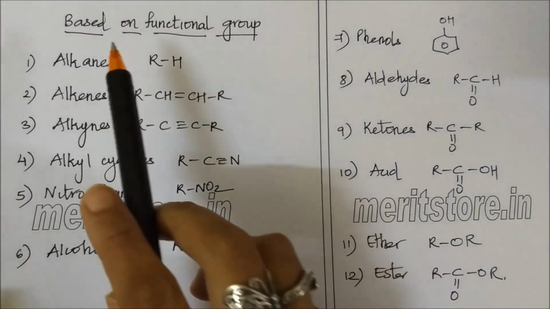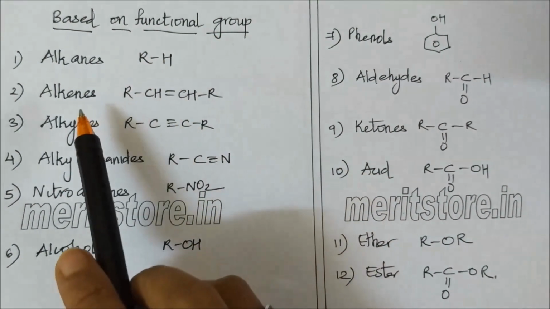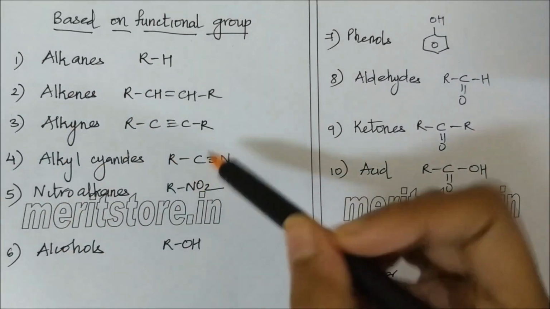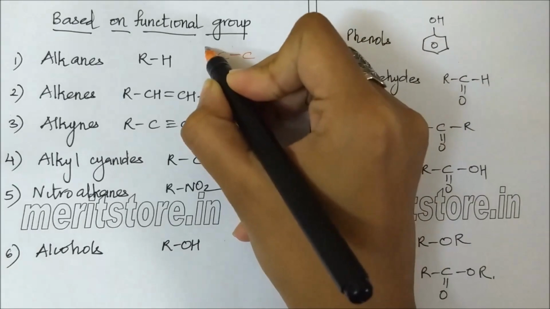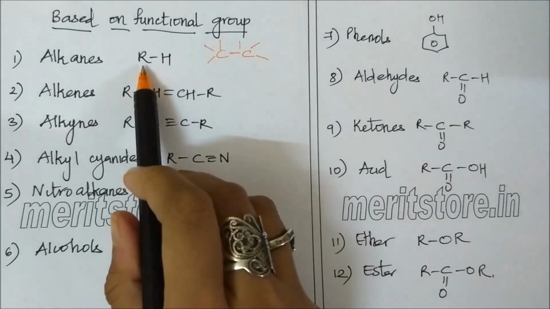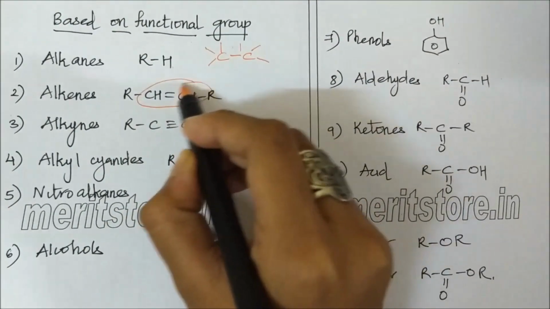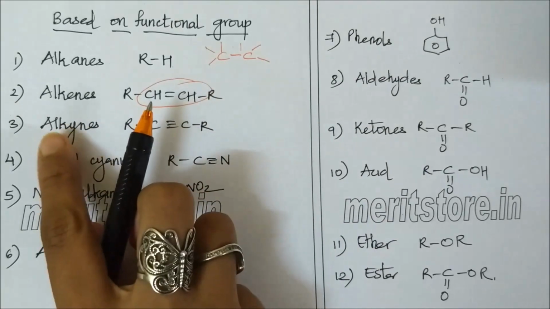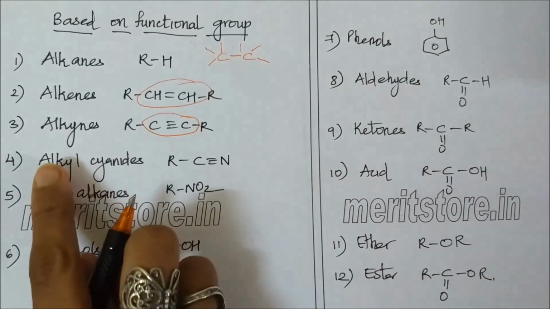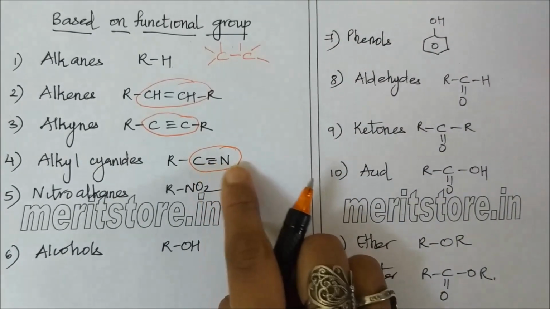Now let us look at classification based on functional group. We have different functional groups. Alkanes are generally represented by C single bond C, and the general representation is RH. Alkenes have a C double bond C. Alkynes have a C triple bond C. Alkyl cyanides have a functional group C triple bond N.